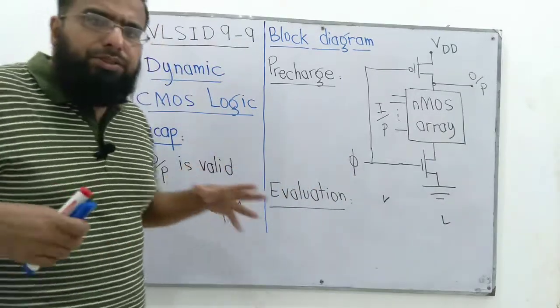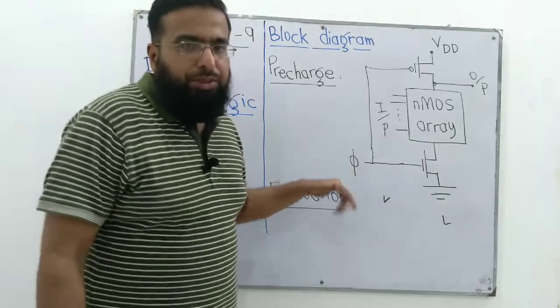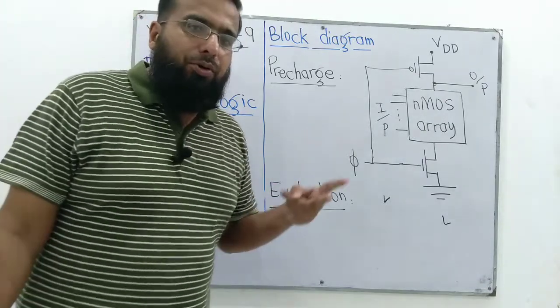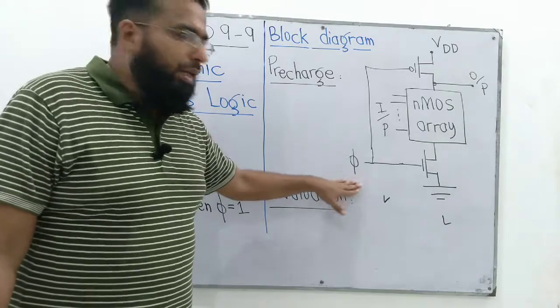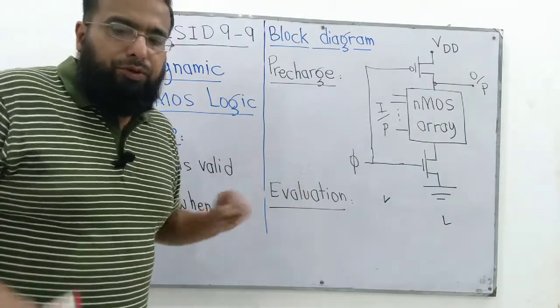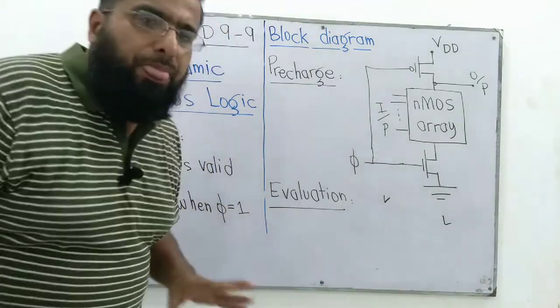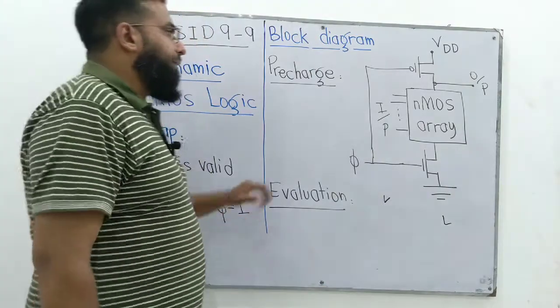In contrast to the C-squared MOS that we studied in the last lecture, we don't have two clocks here. We only have one clock. In C-squared MOS, we have two clocks, the clock and its complement. Here we only have one clock, phi. That is also a square wave, 0 and 1, so it keeps on moving between 0 and 1. When it is 1, the output is valid. When it is 0, the output isn't valid.